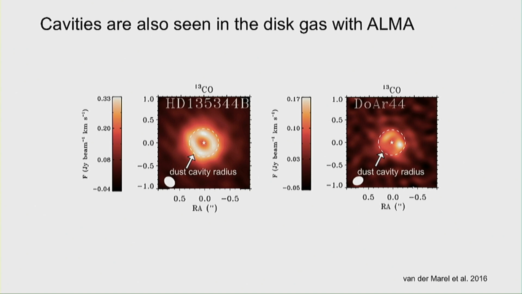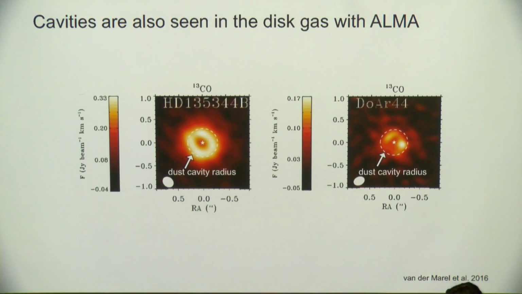So here's an example of two disks where the broken line corresponds to the size of the dust cavity, and the red is tracing 13CO in the system. So you can see that the gas does go through, but then it drops significantly close to the star, which is where you want your gas to be in order to accrete onto the star. So many more questions raised by looking at the ALMA data. One idea is that maybe there are supersonic streamers in the inner disk that funnel the accretion onto these stars.